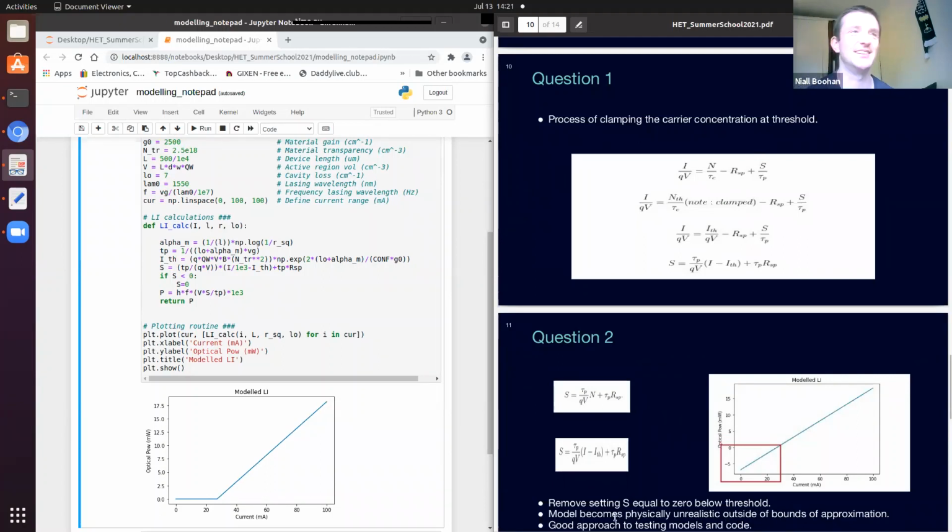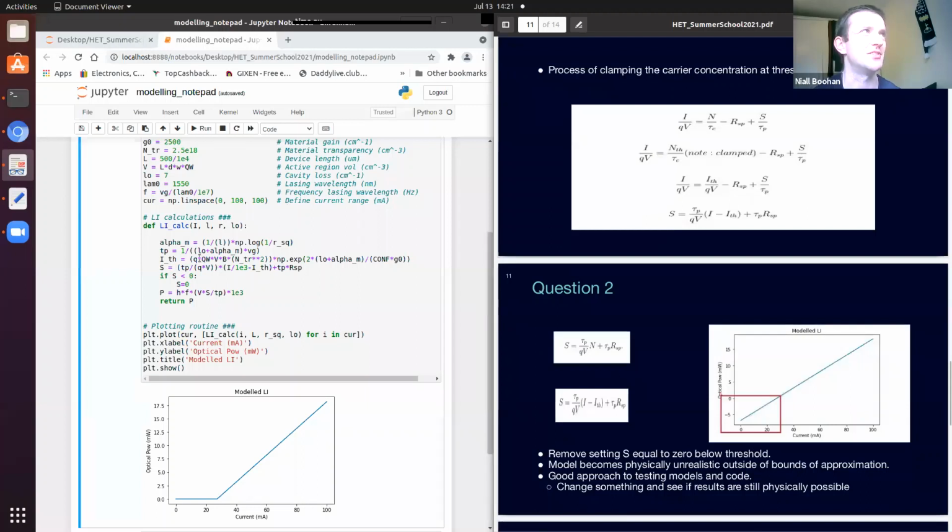But that's a good way to test the model. If you put numbers in and they don't give you a physical answer, it kind of gives you an idea if your model is right or wrong, or the range your model will hold in. So this model won't hold over all values of current, and it'll only hold over values of current greater than the threshold.